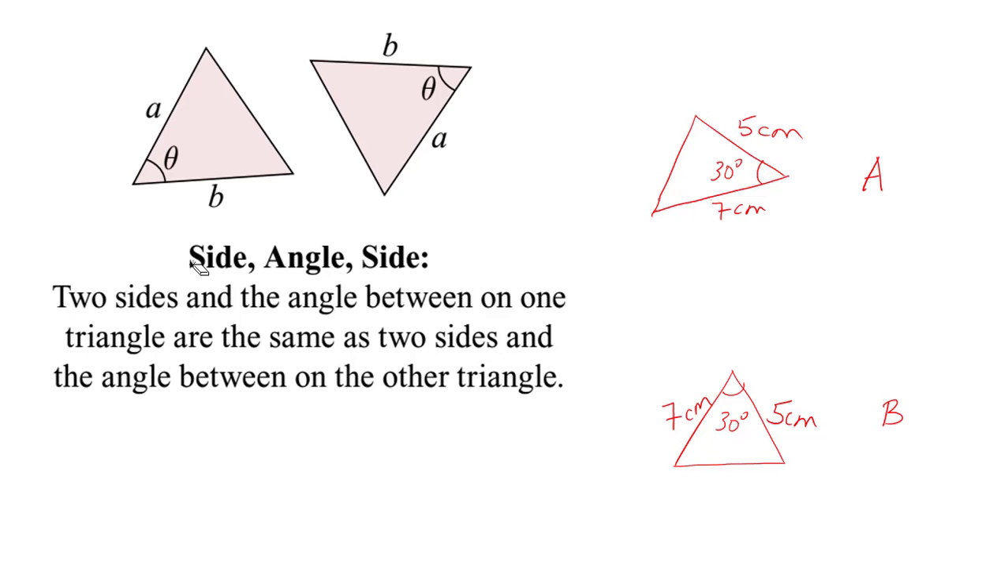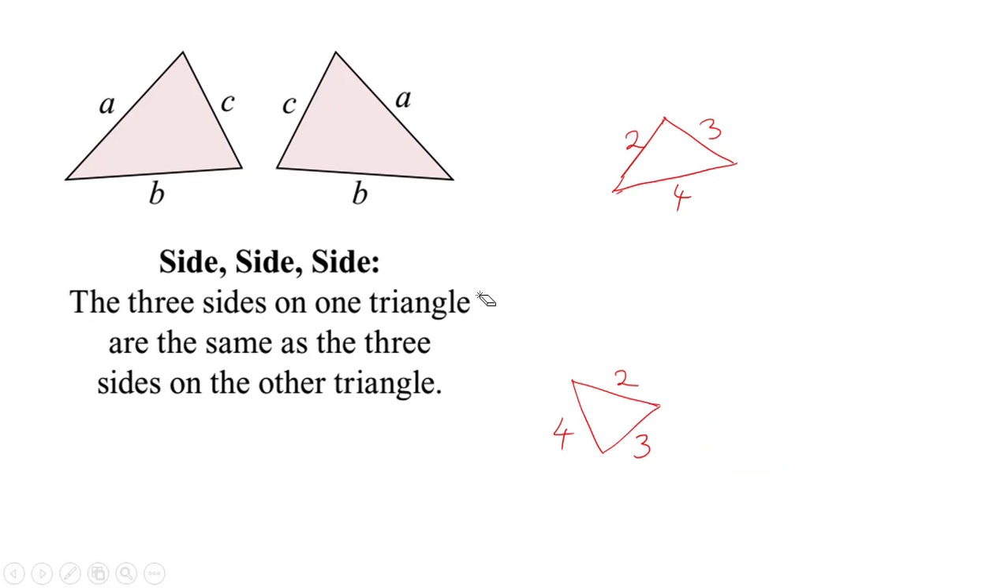So we say side, angle, and side. The angle must be between those two sides. Okay. The other condition is that all three sides are the same, and that's going to be obvious.